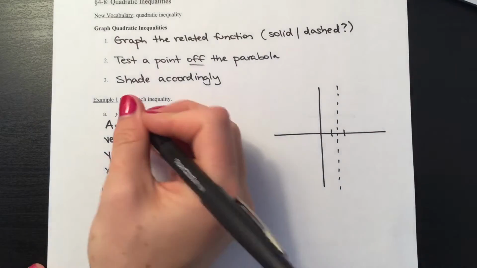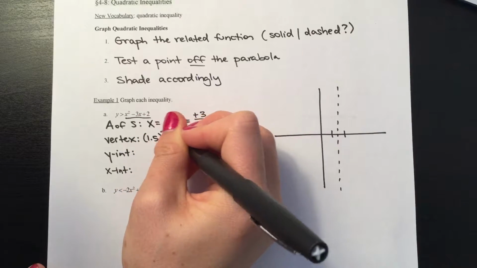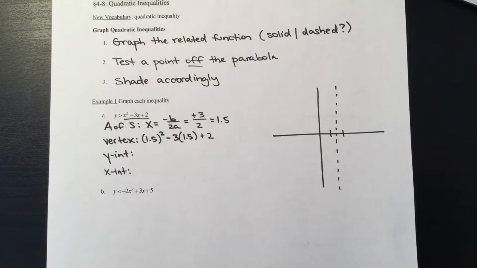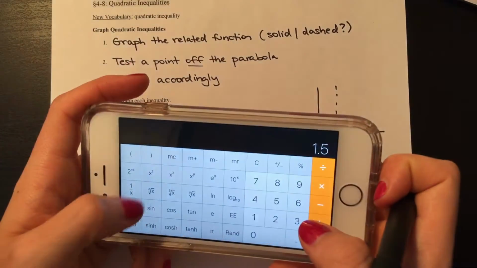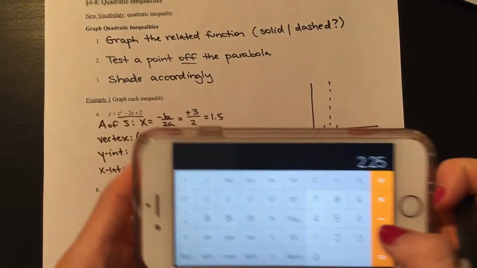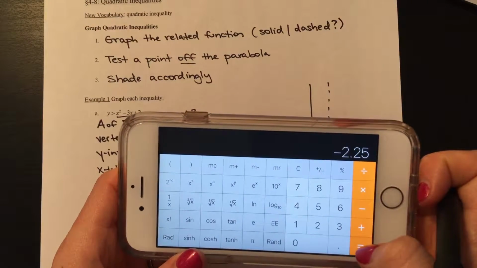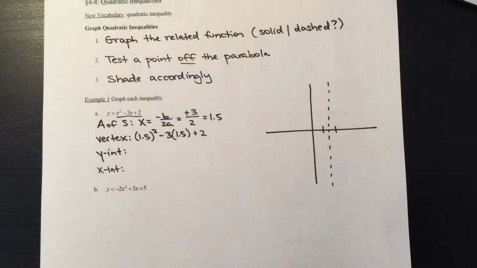Vertex, we're going to plug the 1.5 in. So plug it into this part right here. So 1.5 squared minus 3 times 1.5, and then plus 2. That could just be plugged right into a calculator if you want to. So I'm going to show you what that would look like. So you can do 1.5 squared. Oops, that was a square root. 1.5 squared, let's try that. And then minus 3 times 1.5, and then plus 2. All right, so that would give you negative 0.25.